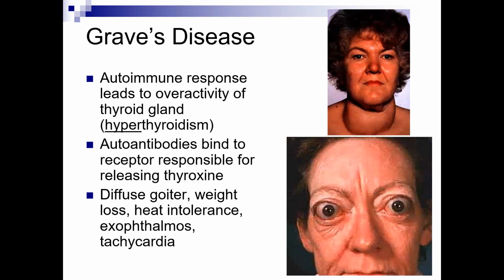We have Graves' disease. So this is an autoimmune response that leads to overactivity of the thyroid gland. So we have hyperthyroidism. These autoantibodies bind to the receptor that's responsible for releasing the thyroxine, so it releases more than we need. This causes a diffuse goiter, weight loss, heat intolerance, exophthalmos, which is the bulging of the eyes that you see here, and tachycardia. Tachycardia is an increased heart rate. You can see this lady's neck up here is much bigger.